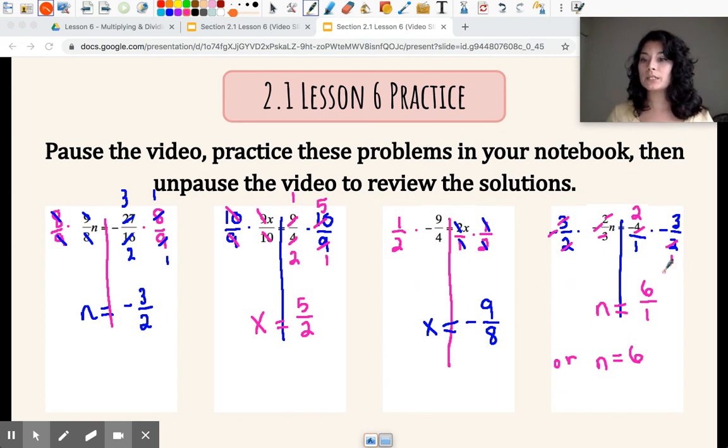And then the last one, I made the negative 4 a fraction by putting it over 1 and then multiplied both sides by negative 3/2. The 4 and the 2 can reduce by 2. 2 turns into 1, 4 turns into 2, and the 2 negatives cancel, leaving you with a positive 6 over 1 or just 6, depending on how you want to write it.